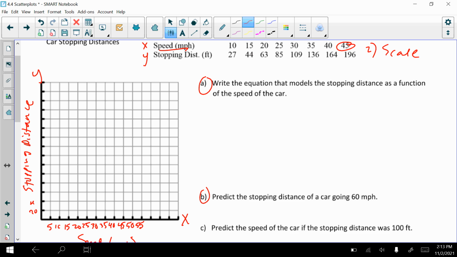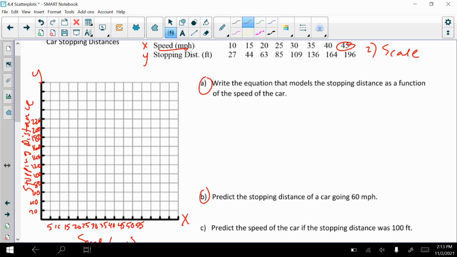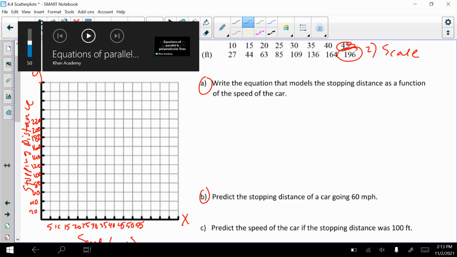20, 40, 60, 80, 100, 120, 140, 160, 180, 200, 220. I don't need to go any bigger than that because, again, my biggest value here is 196, so I don't really need to go much bigger than that. Okay. All right, what's next?